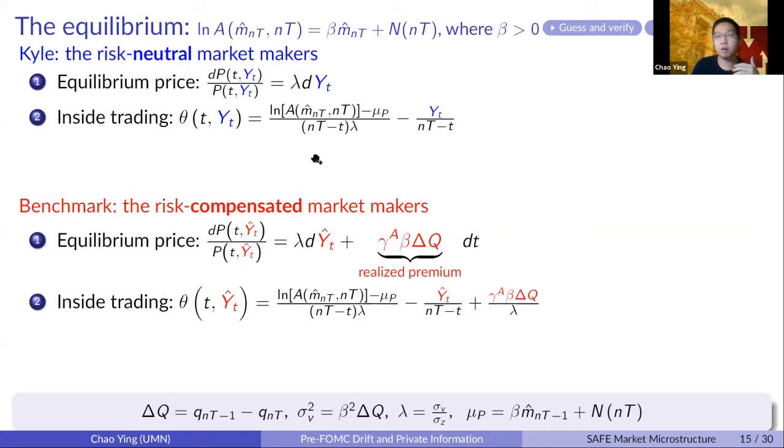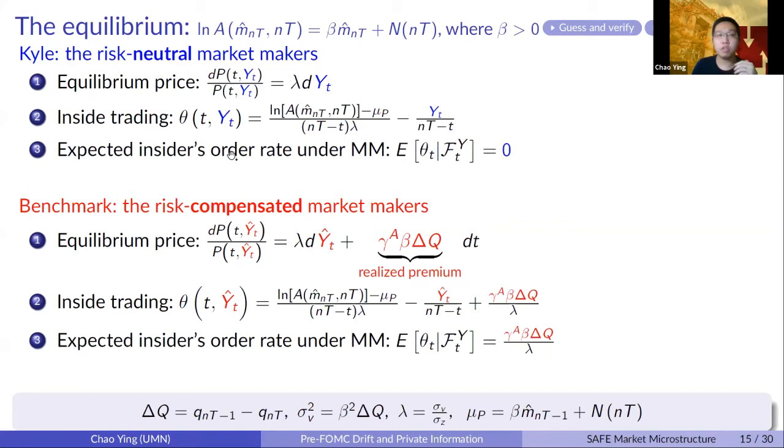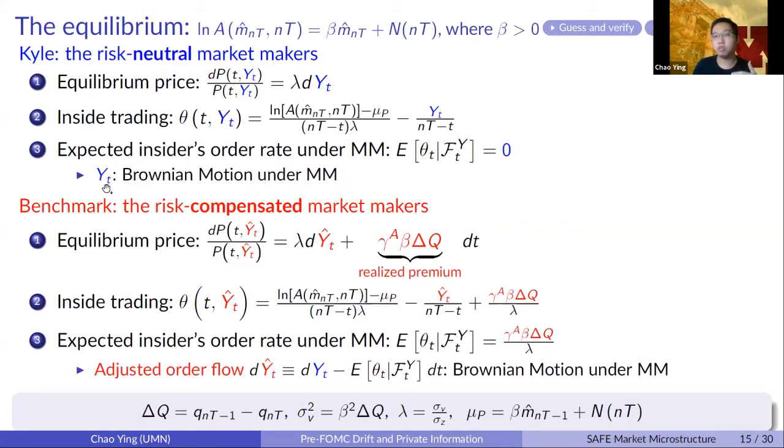While in the standard Kyle model, when the market makers are risk neutral, there's no additional price impact from this uncertainty resolution. Therefore, the expected insider's order rate in the Kyle model is 0, which implies that the aggregate order flow is a Brownian motion under the market maker's perspective in the Kyle model. However, in my model, I need to define the adjusted order flow that takes away the part with the market maker's expectation from the aggregate order flow. And here, YT hat is the Brownian motion under the market maker's perspective, and it is the new state variable of this equilibrium.